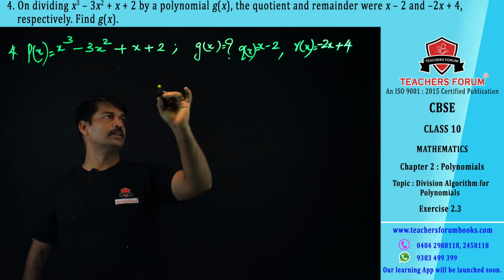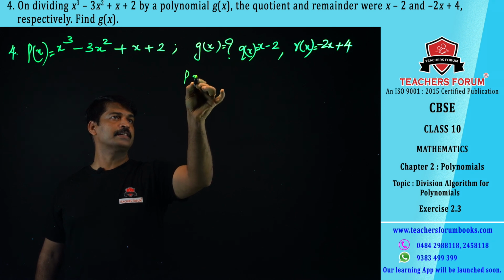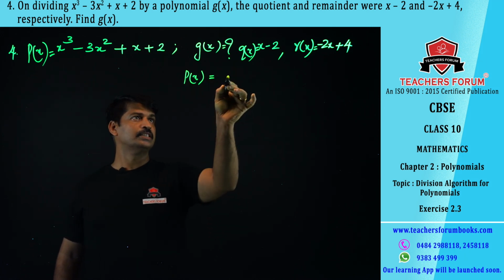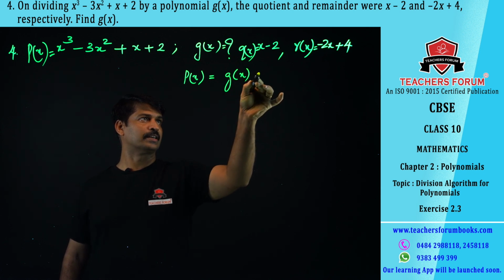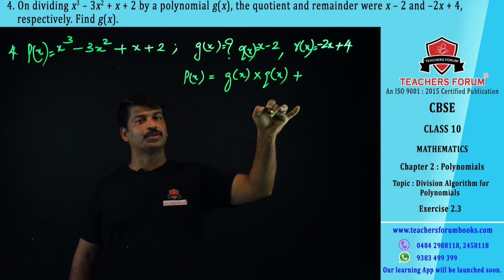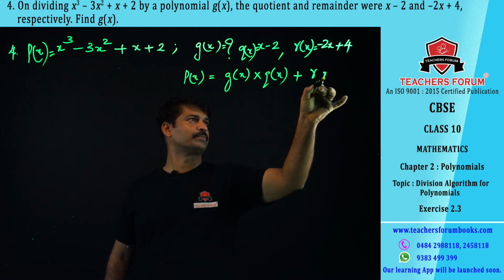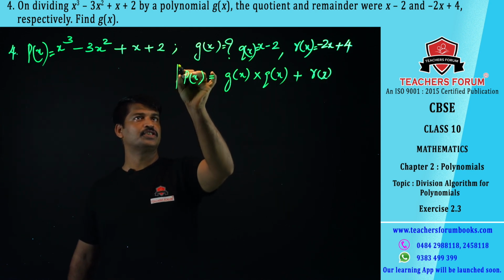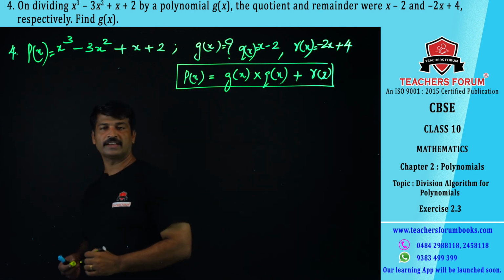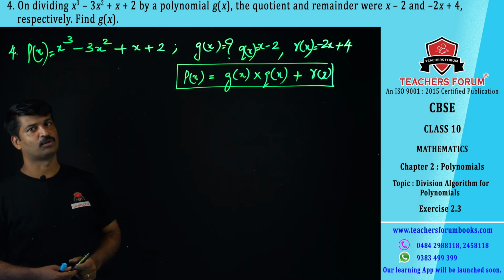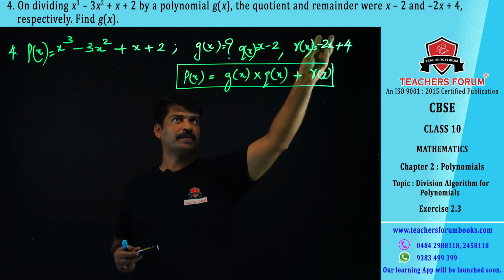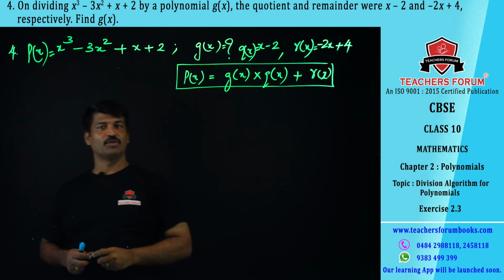The division algorithm is p of x, that is dividend, is equal to g of x, that is divisor, into q of x, that is quotient, plus remainder, that is r of x. This is known as division algorithm for polynomial. P of x is equal to g of x into q of x plus r of x. You are given p of x, q of x, r of x. You have to find out g of x from here.